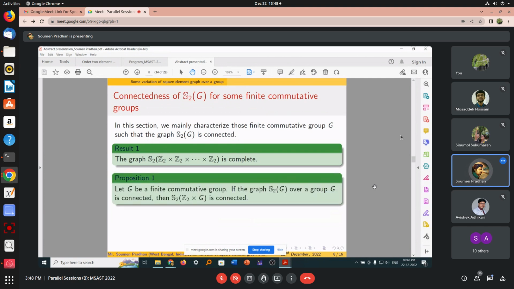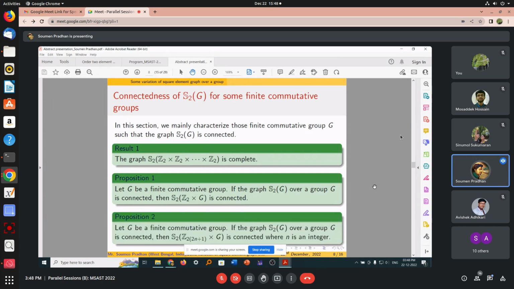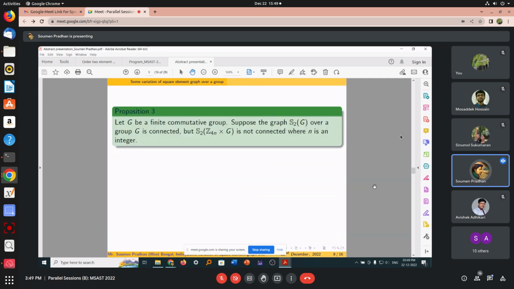Here is a proposition: let G be a finite commutative group. If the graph S2(G) is connected, then S2(Z2 × G) is also connected. And the next proposition: let G be a finite commutative group and the graph S2(G) connected, then S2(Z(2n+1) × G) is also connected for any positive integer n. The next proposition states that if G is a finite commutative group and S2(G) is connected, then S2(Z4n × G) is not connected for any positive integer n.